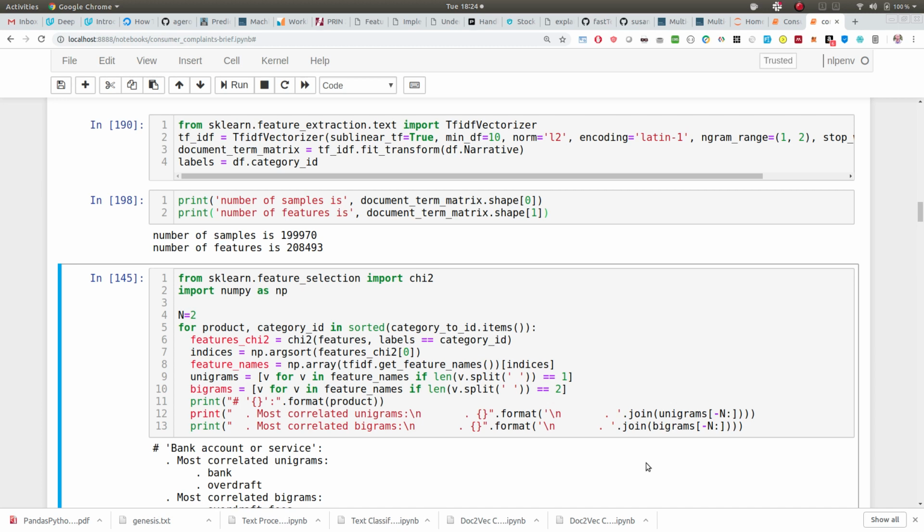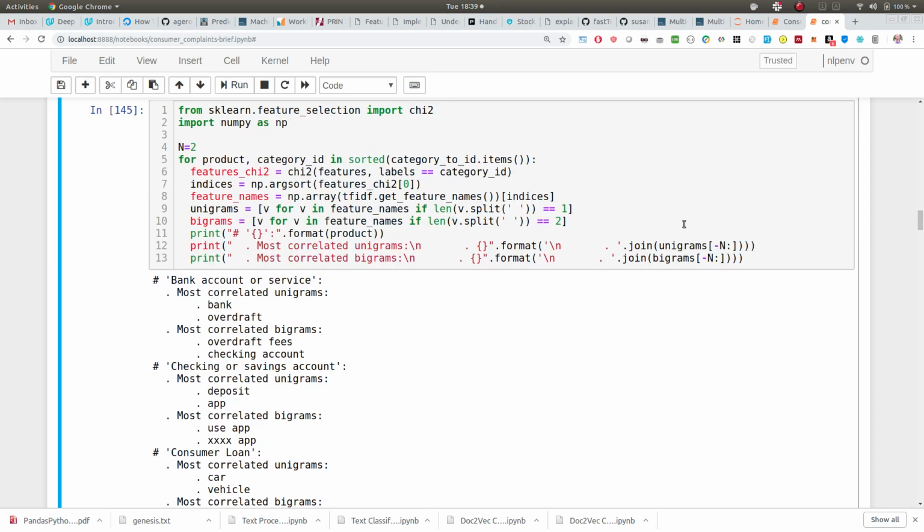N-gram range is set to 1, 2 to indicate that we want to consider both unigrams and bigrams. Stop words is set to English to ignore all frequently occurring tokens, such as articles and pronouns, to reduce the amount of noise in a dataset. The fit transform method returns a TF-IDF weighted document term matrix in which each of the 200,000 odd narratives are represented by 200 odd thousand features, which represents the TF-IDF score for different unigrams and bigrams.